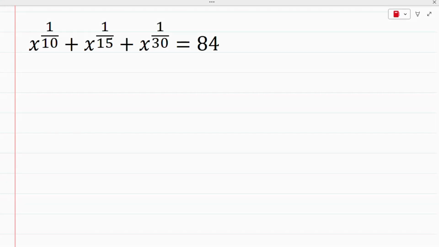So right here we have this question that says x raised to the power of 1 over 10 plus x raised to the power of 1 over 15 plus x raised to the power of 1 over 30 is equal to 84, and we are to find the value of x. So guys, the first thing you want to do right here is to simply find the LCM of the powers.